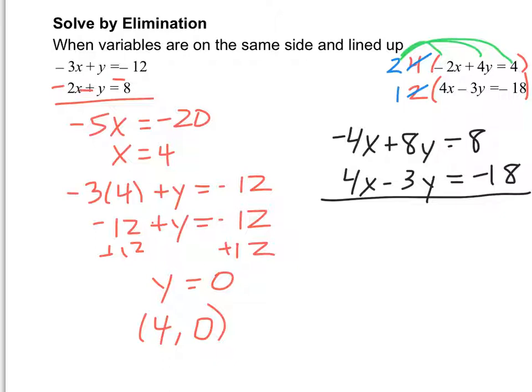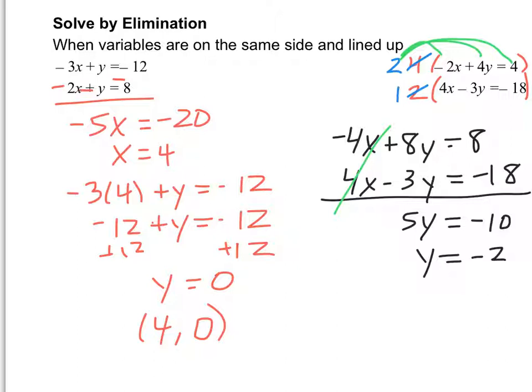I already have opposite signs with my x. I have negative 4x plus 4x, so those are going to cancel. Yay. I get 8y minus 3y, which is 5y, and 8 minus 18, which is negative 10. So divide by positive 5, sorry, and we get negative 2. My last step, though, is to plug it in.